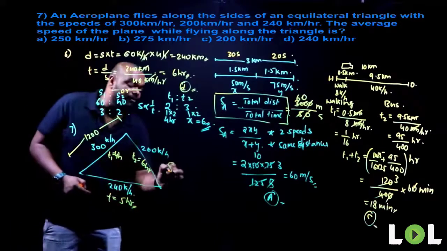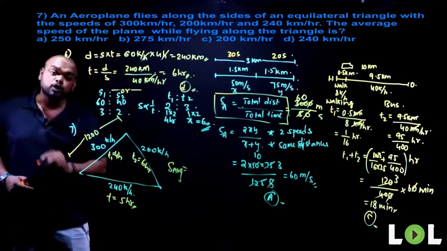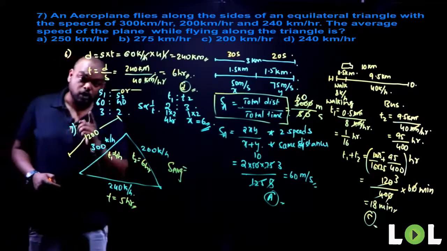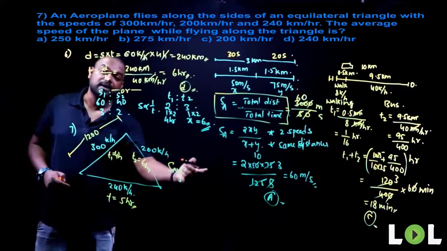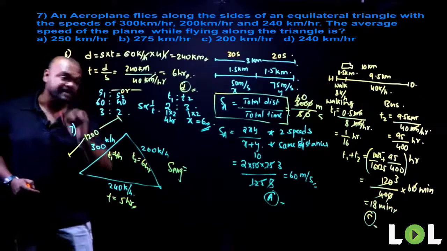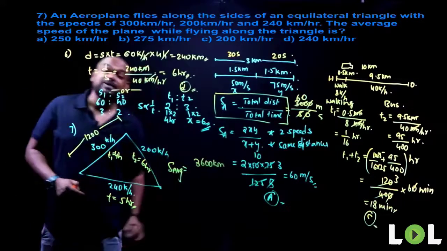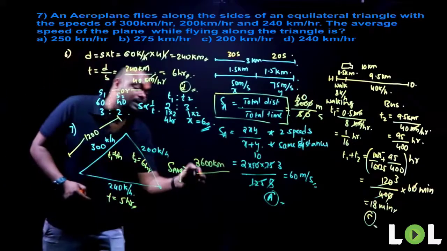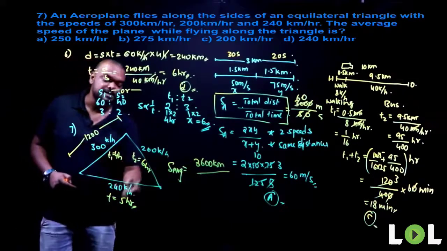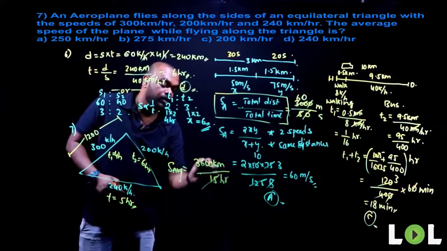Now we need the average speed. We know average speed is total distance by total time taken. What is the total distance traveled? The common mistake done by the students is they consider 1200 here. No. Total distance 1200, 1200, 1200. 3 sides, that is 3600 kilometers. Totally 3600 kilometers divided by total time taken. What is the total time taken? 4 plus 6 is 10, 10 plus 5 is 15 hours. 15 hours. Average speed. 15 into 2, 15 into 4 and 0.